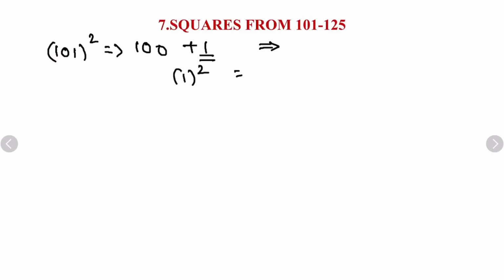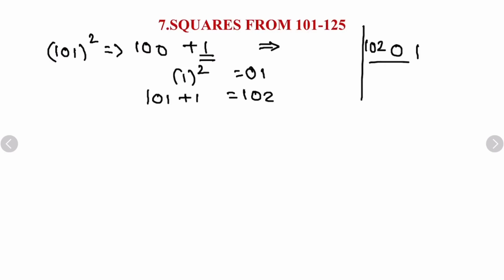Next, squares from 101 to 125. For example, I need to calculate 101 square. 100 plus 1, which means 101 is more than 100 by 1. So 1 square, 01. Keep 01. 101 plus 1, 102. So this is the detailed explanation.